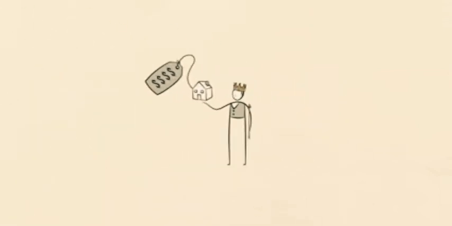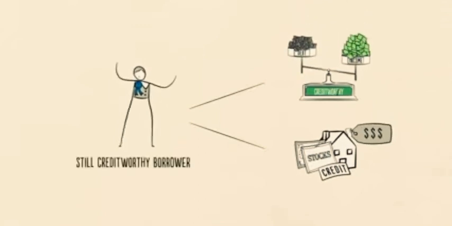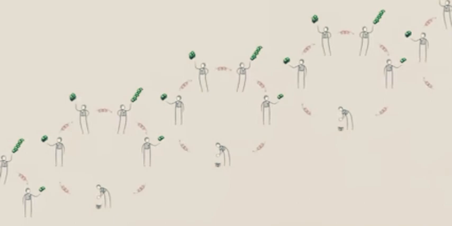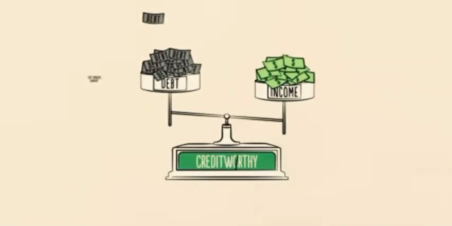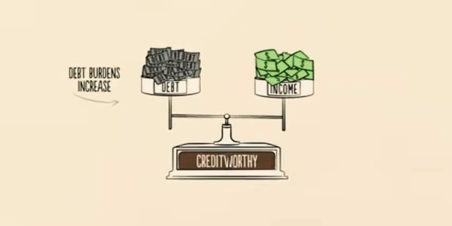People feel wealthy. So even with the accumulation of lots of debt, rising incomes and asset values help borrowers remain creditworthy for a long time. But this obviously cannot continue forever. And it doesn't. Over decades, debt burdens slowly increase, creating larger and larger debt repayments.